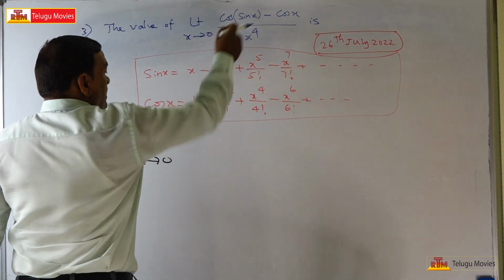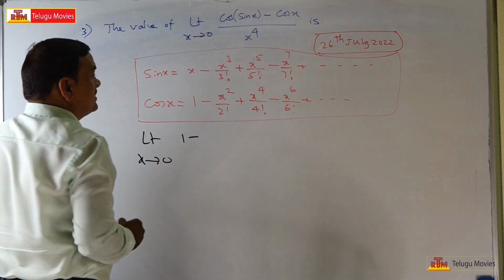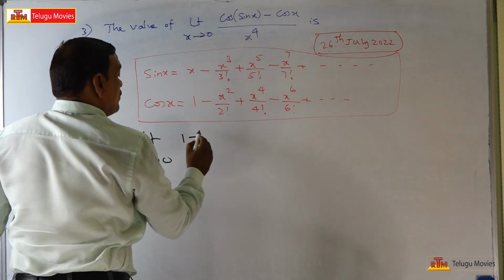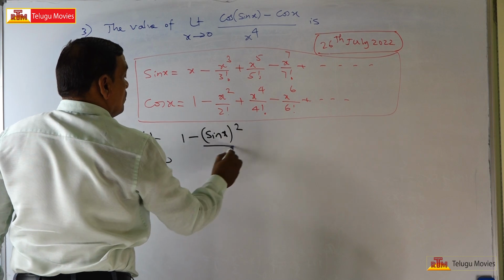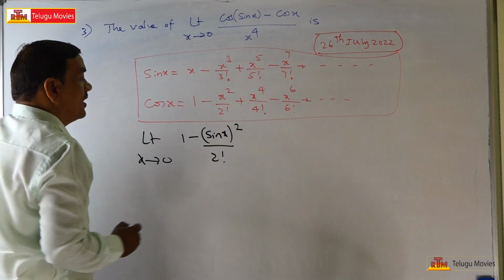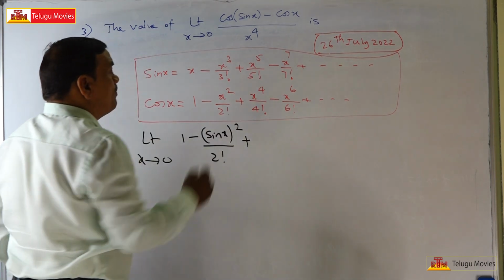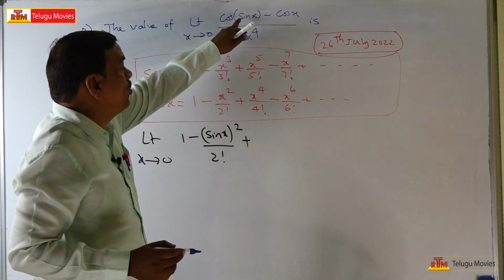Right. First cos x, that means 1 minus x square, here sin x whole square by 2 factorial, plus x power 4, no need. Why?